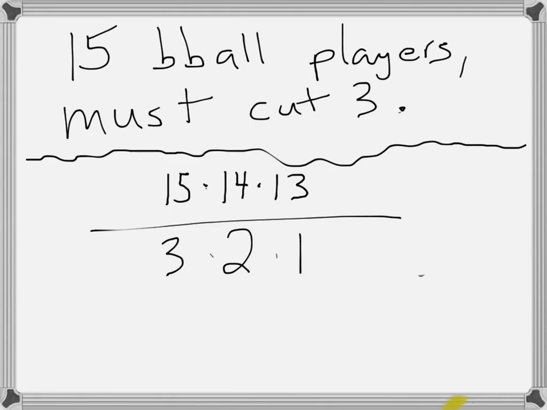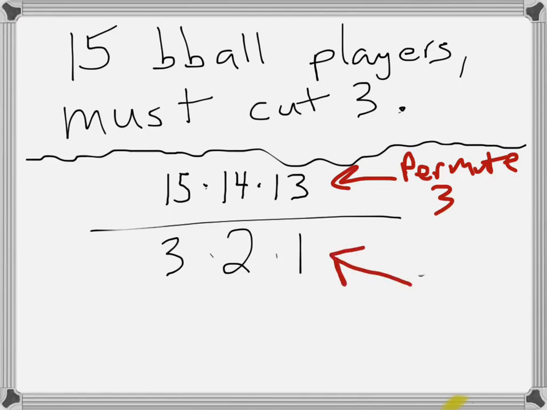So in the numerator, we've got the ways to choose 3. So that is permuting 3. But we don't want to order them, so we divide by 3 factorial to get rid of the order.